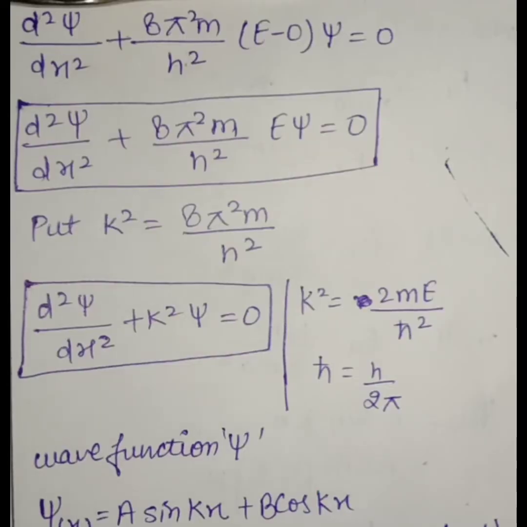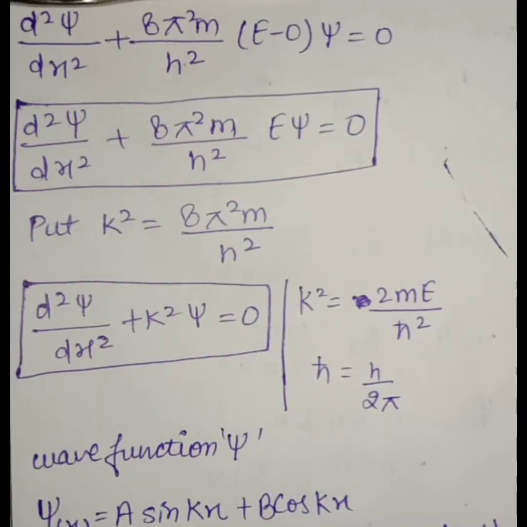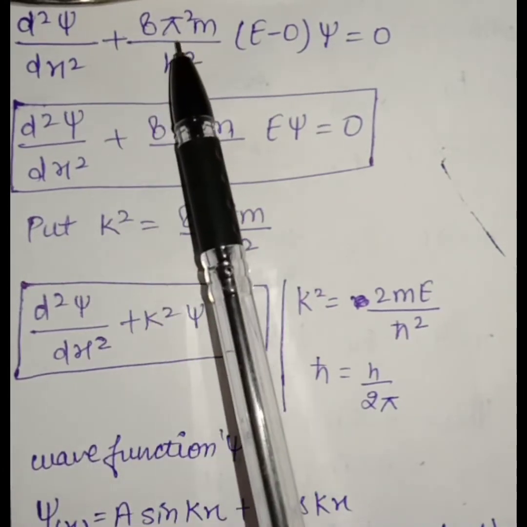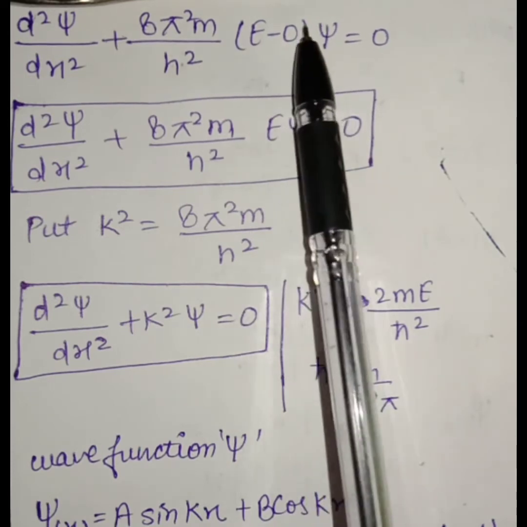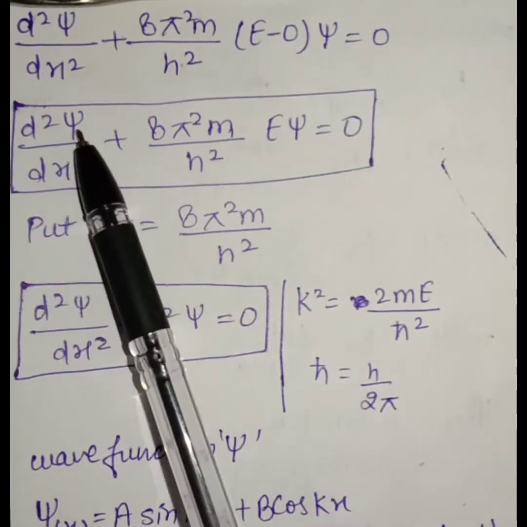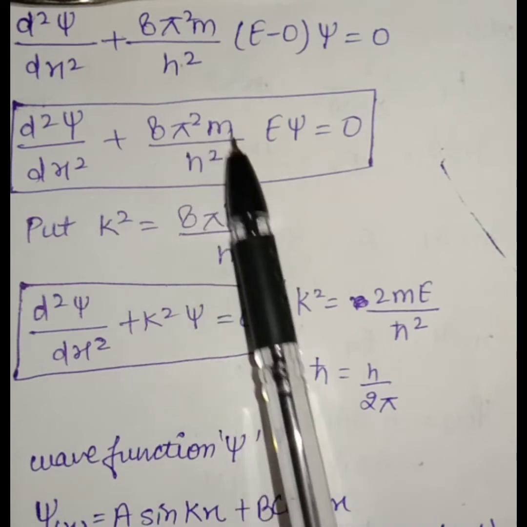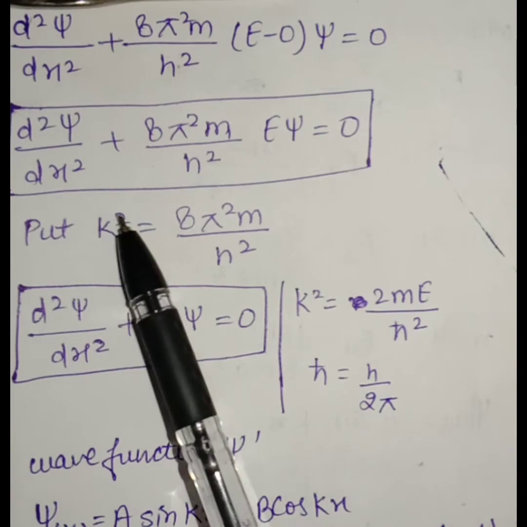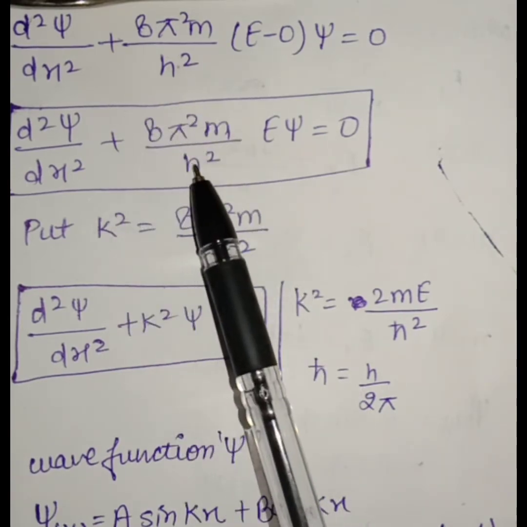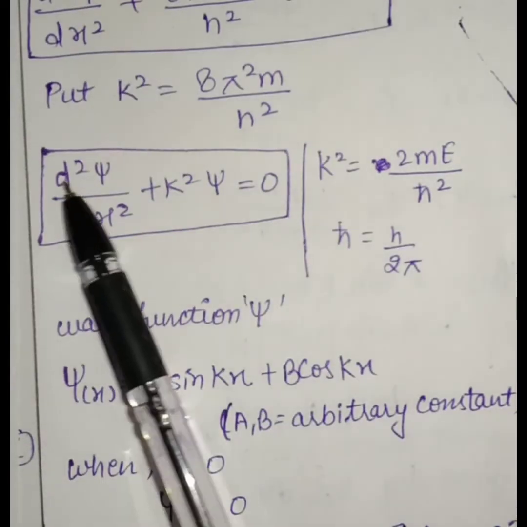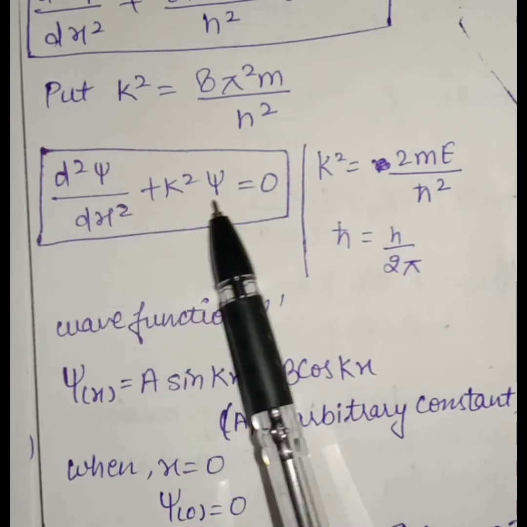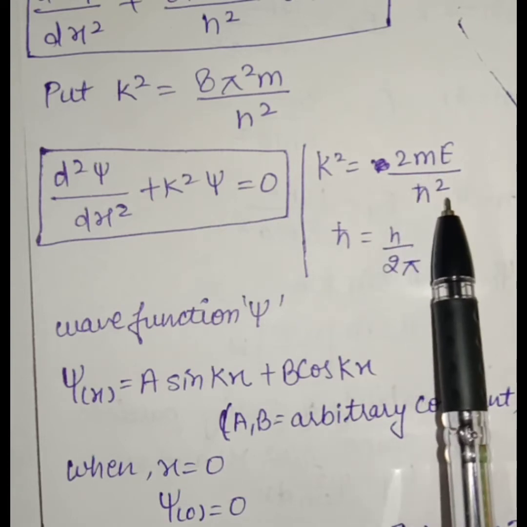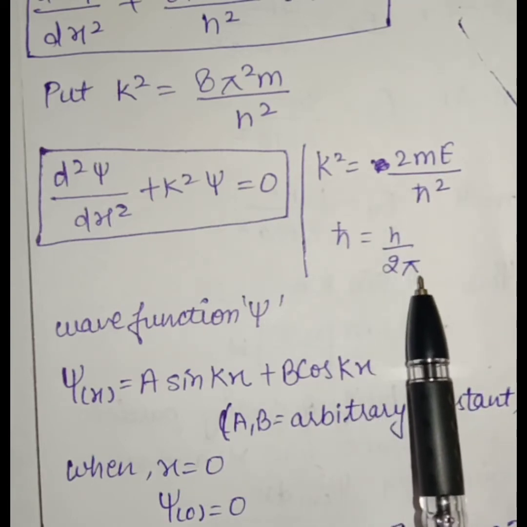As we know the potential energy inside the box is 0, the equation becomes d square ψ by dx square plus 8 pi square m by h square (E minus 0)ψ equals 0, that is d square ψ by dx square plus 8 pi square m by h square Eψ equals 0. Here we can put k square equals 8 pi square m E by h square. We will get d square ψ by dx square plus k square ψ equals 0. Here k square equals 2mE by h bar square, where h bar equals h by 2 pi.